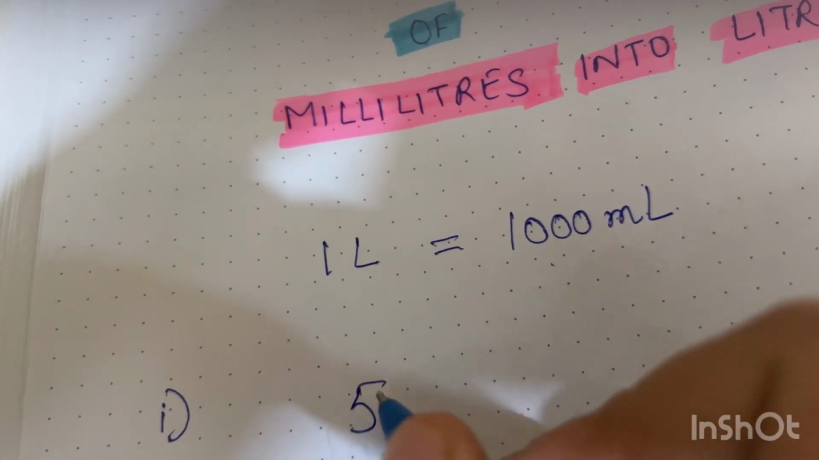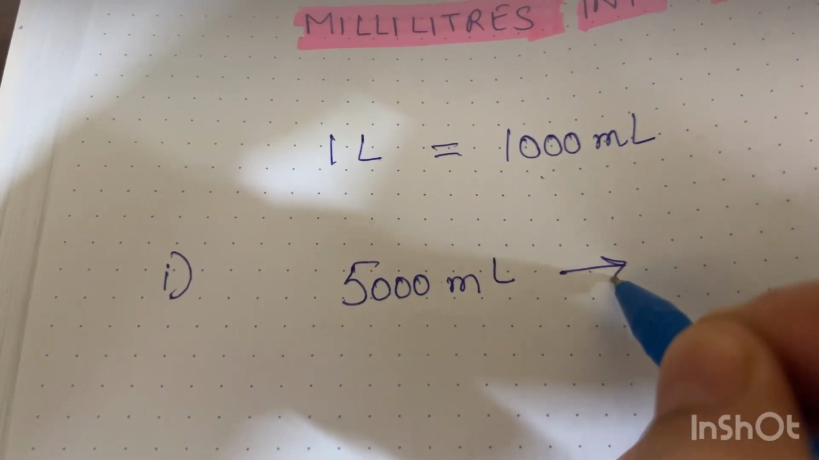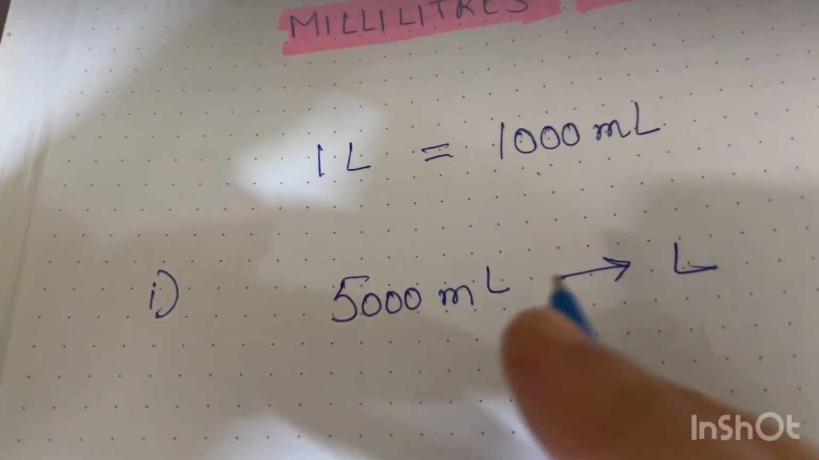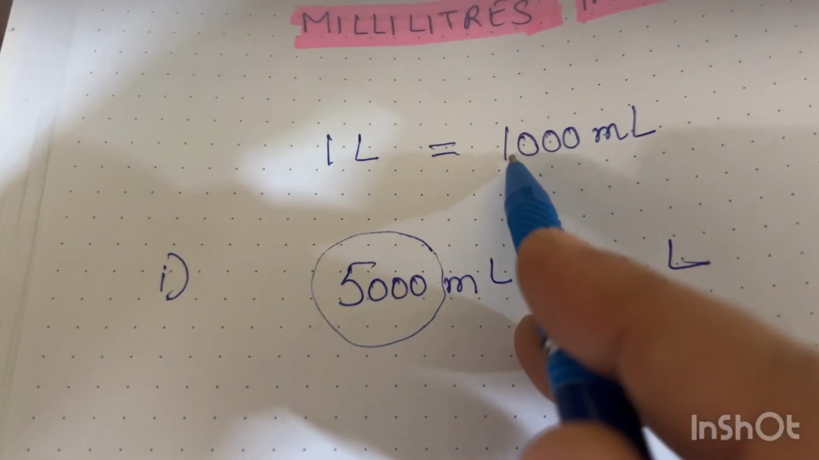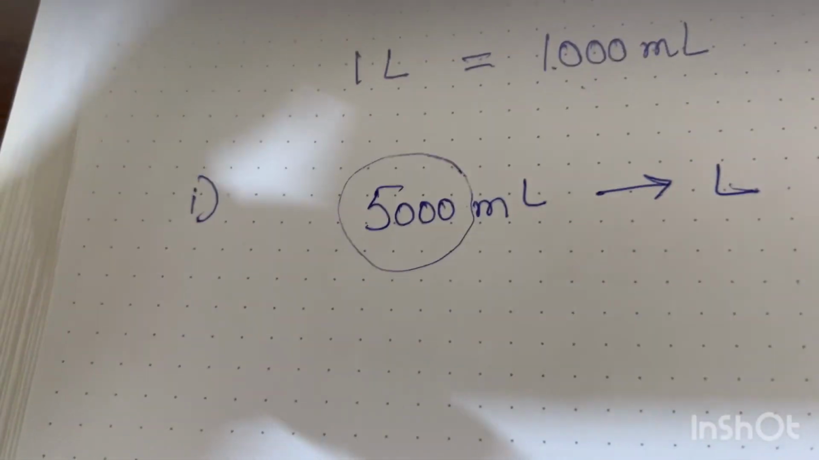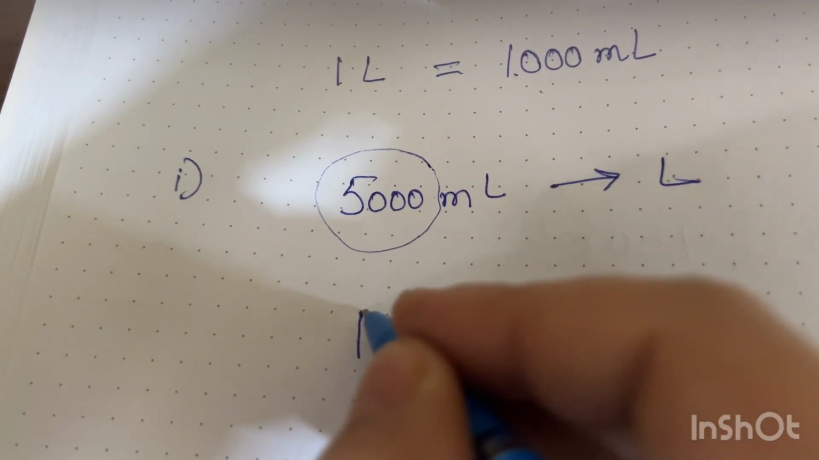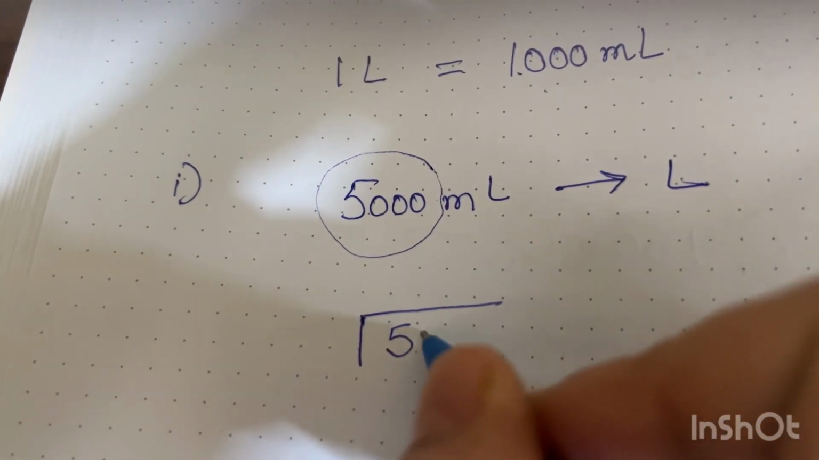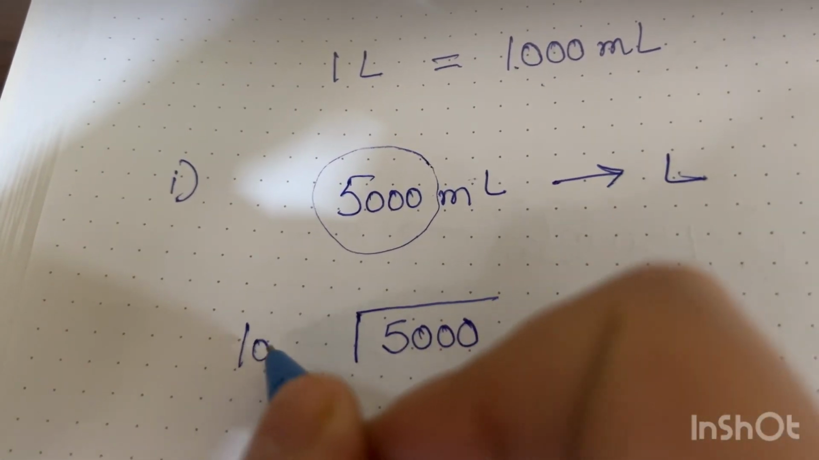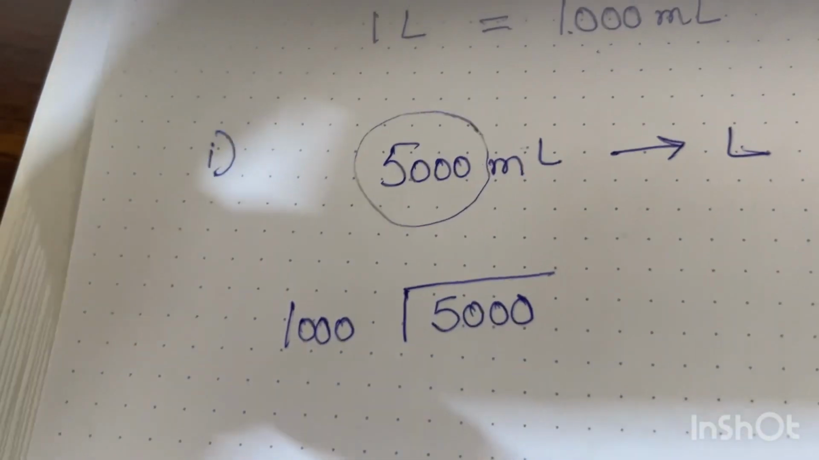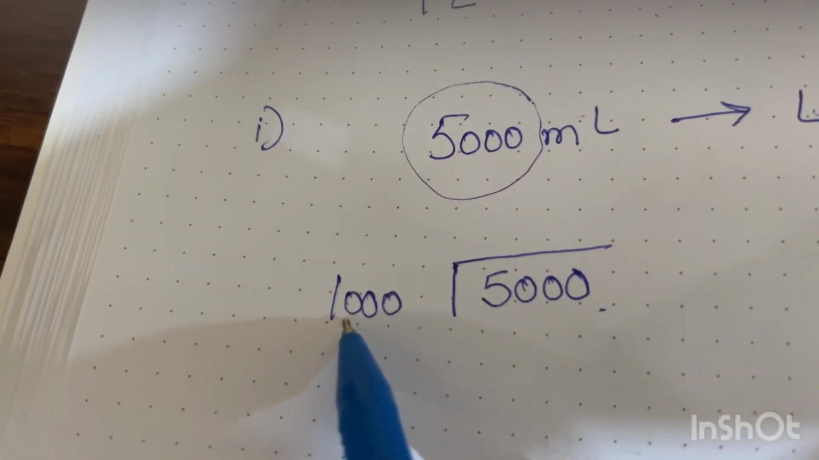Let us take 5000 milliliters here and we are going to convert this into liters. We are simply going to divide this number, 5000, by 1000 to convert this into liters. So how to divide this? Let us do this here only. We are going to put 5000 as dividend and 1000 as divisor.